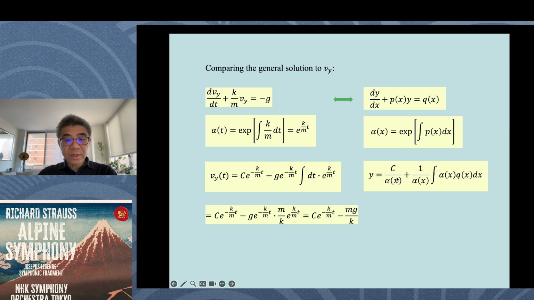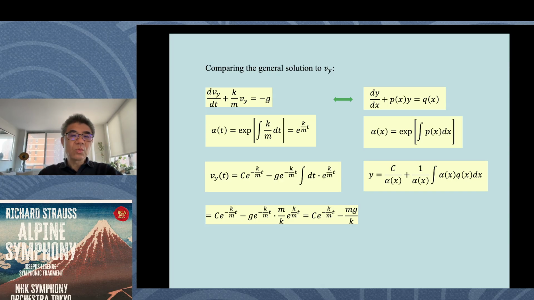Just remember here, alpha is exponential of k over m times t. Therefore this alpha in the denominator will become exponential of minus k over m times t. It's an exponentially decreasing function. And the second term is actually a constant, minus mg over k. Okay, so that's the end of the presentation of the integrating factor.